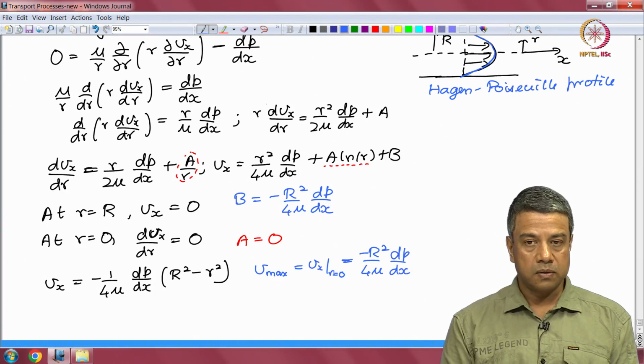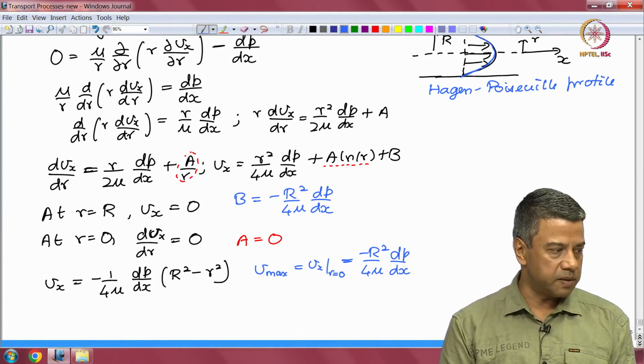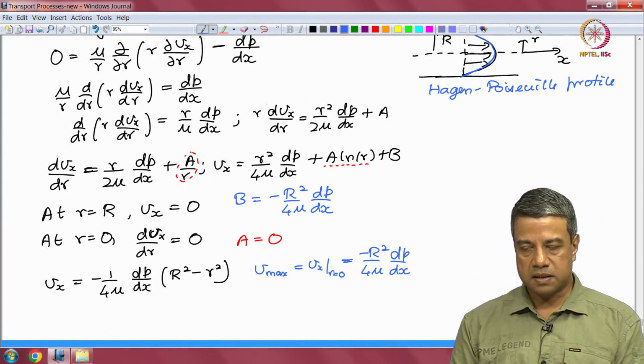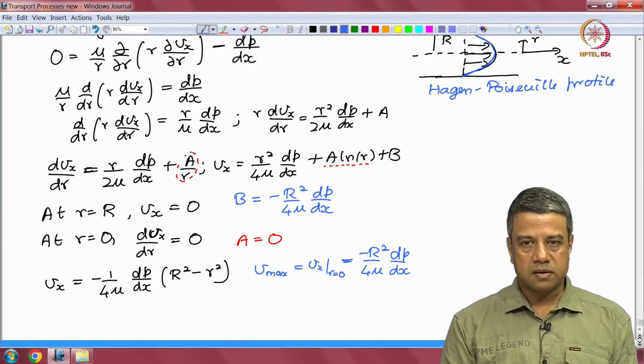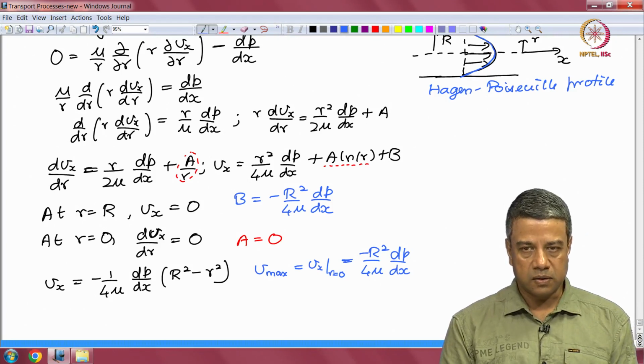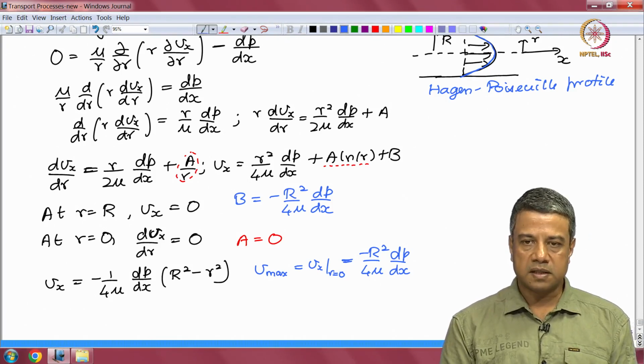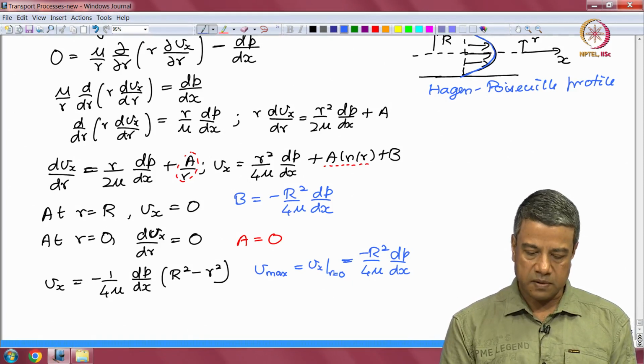Note that I had told you that for a pipe where the inlet pressure is higher than the outlet pressure, dP by dx has to be negative. So, when the inlet pressure is higher than the outlet pressure, dP by dx is negative, and therefore, the velocity is positive throughout the pipe.